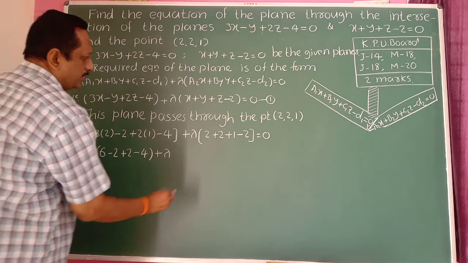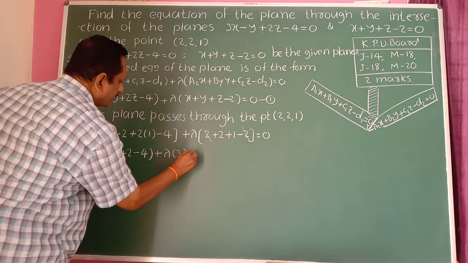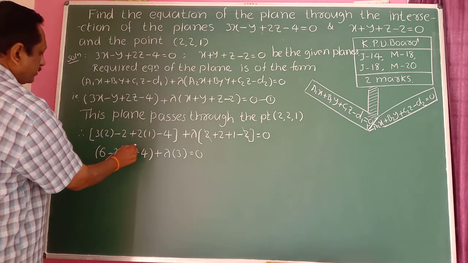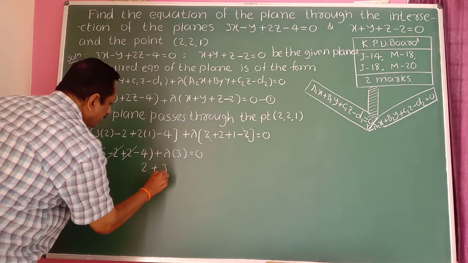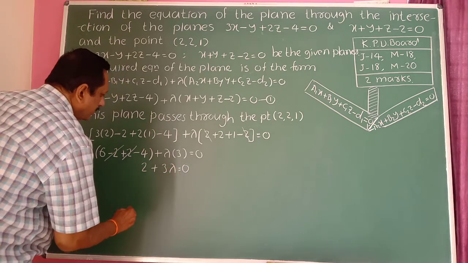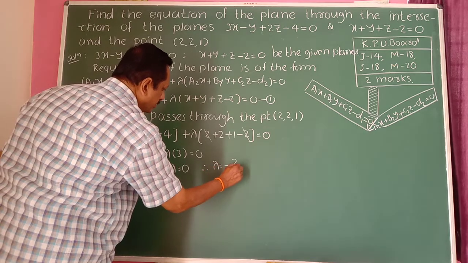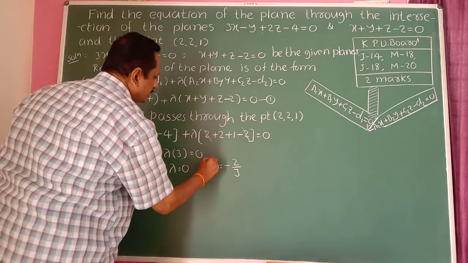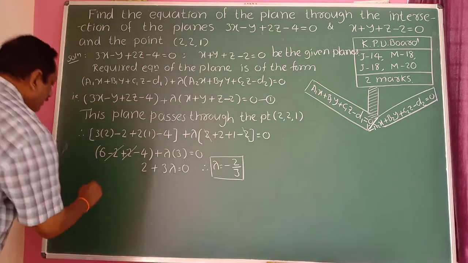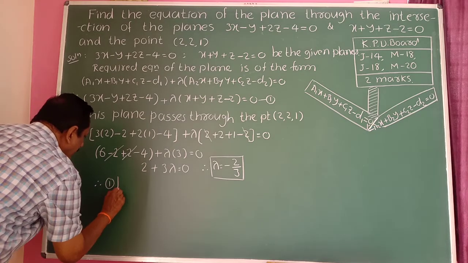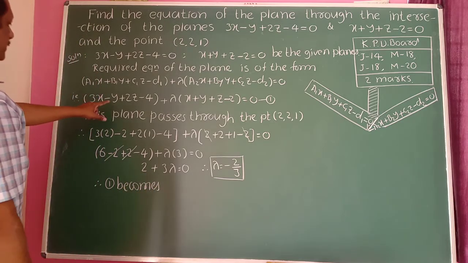Then lambda into here 2 and minus 2 cancel. 2 plus 1 becomes 3 here. So write here 3 that is equal to 0. Here minus 2 plus 2 cancels. Then 6 minus 4 becomes 2. 2 plus 3 lambda is equal to 0. Therefore lambda is equal to minus 2 upon 3. Okay, this is the value of lambda. Use this lambda value in equation 1 here. Therefore equation 1 becomes 3x minus 5 plus 2z minus 4.